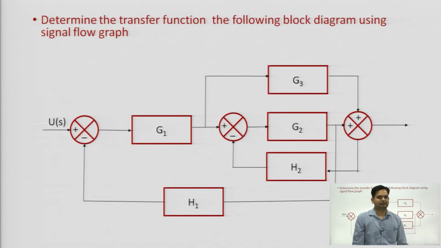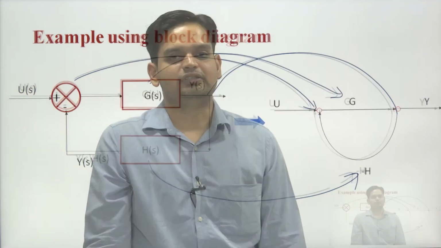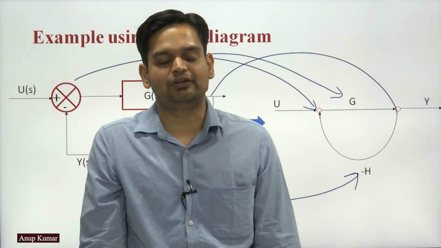This is the example that we will see in the next lecture. We will solve this example using a signal flow graph to calculate its transfer function. I hope these things are clear to you. So in the next lecture we will see the reduction of this block diagram using a signal flow graph.